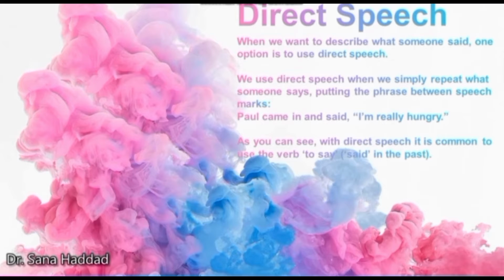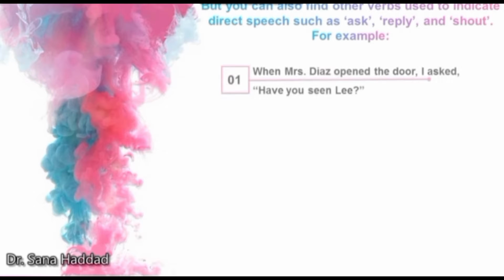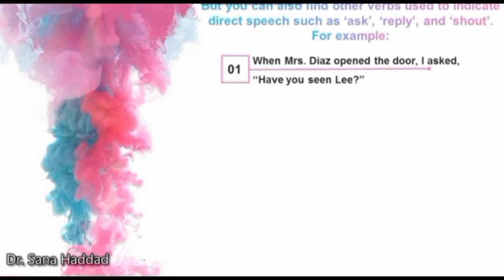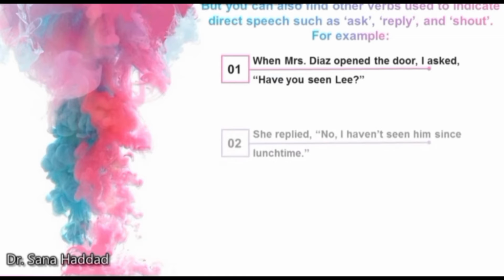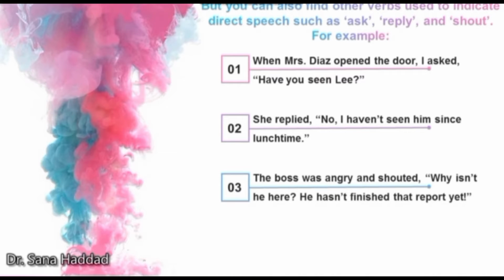As you can see, with direct speech, it is common to use the verb to say or said in the past. But you can also find other verbs used to indicate direct speech, such as ask, reply, and shout. For example, when Mrs. Diaz opened the door, I asked, "Have you seen Lee?" She replied, "No, I haven't seen him since lunchtime." The boss was angry and shouted, "Why isn't he here? He hasn't finished that report yet." So here we used the three verbs asked, replied, and shouted.